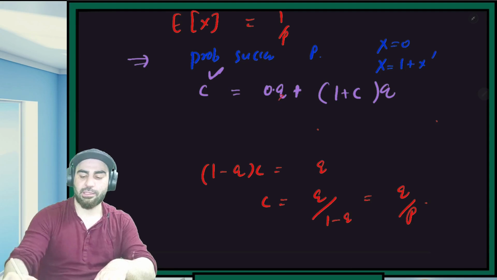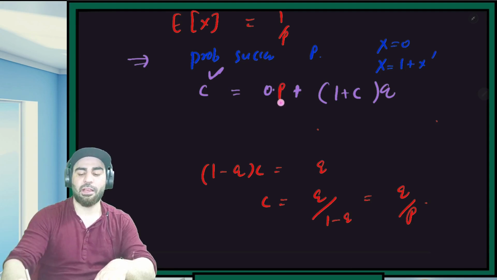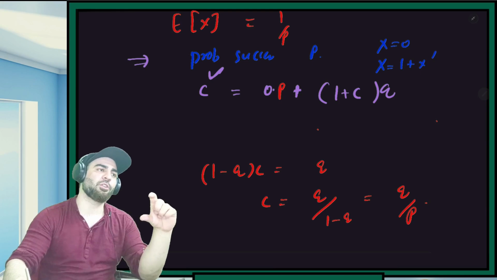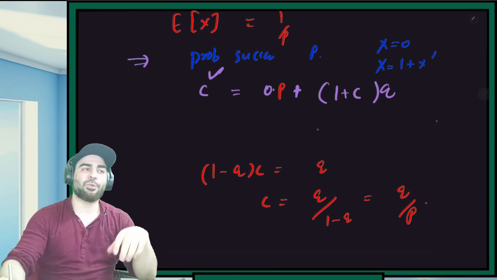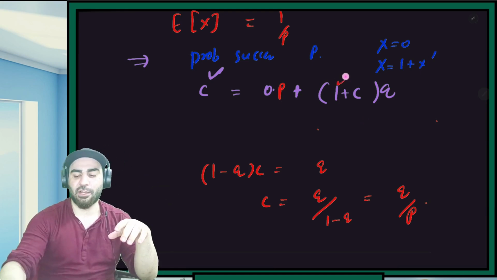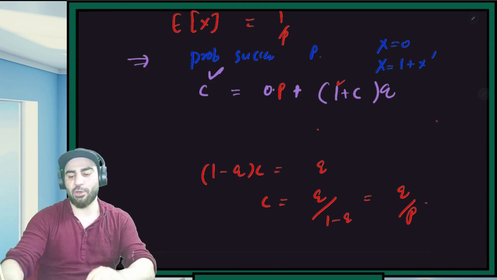So here this is 0 multiplied by p. Because the success probability was p, on the initial go you failed, so 0 multiplied by p. Again the problem is reduced now, because the first trial is done. Now in the second trial the same problem occurs, so you have to repeat this problem.